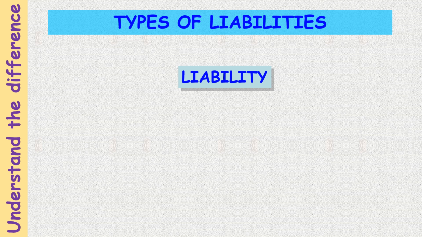Liabilities can be classified in many ways. One way of looking at liabilities is in terms of when they are due for payment. If they are due for payment within 1 year, they are current liabilities, and if they are due for payment after 1 year, they are non-current liabilities.